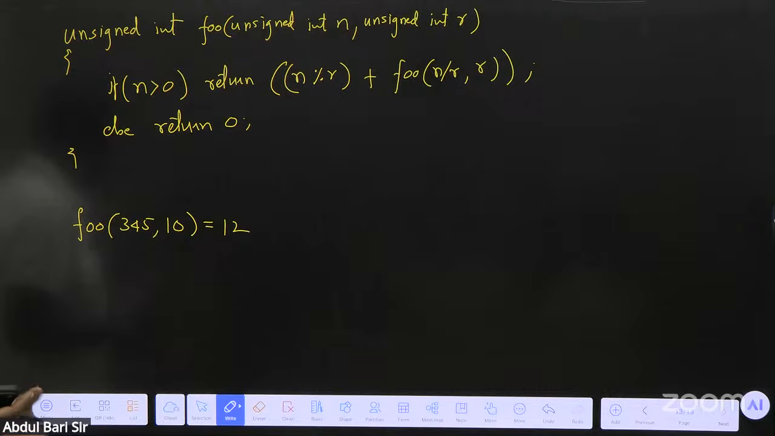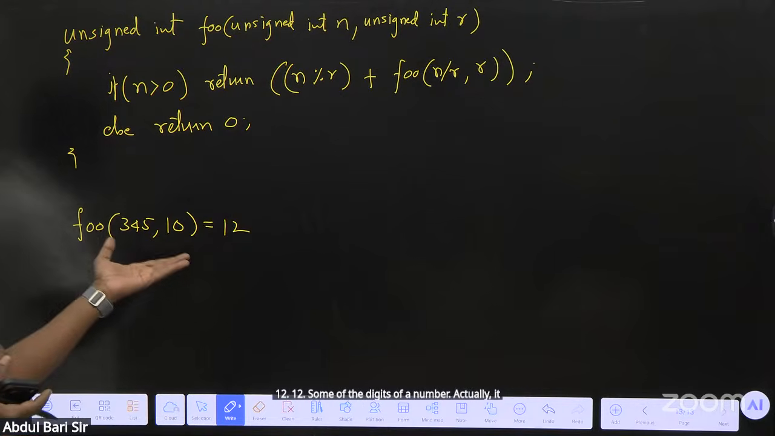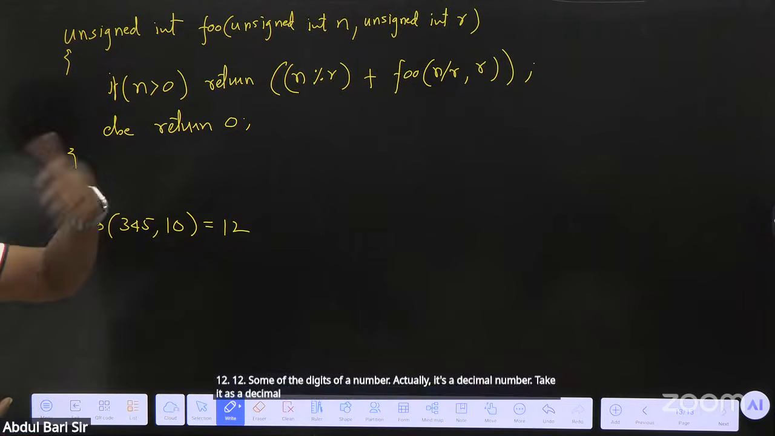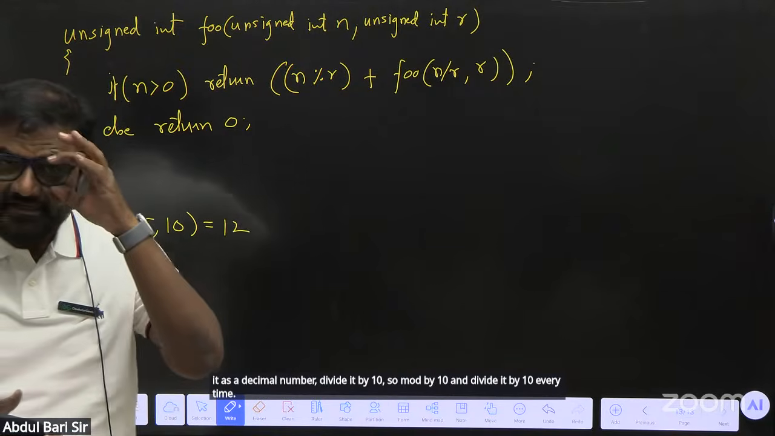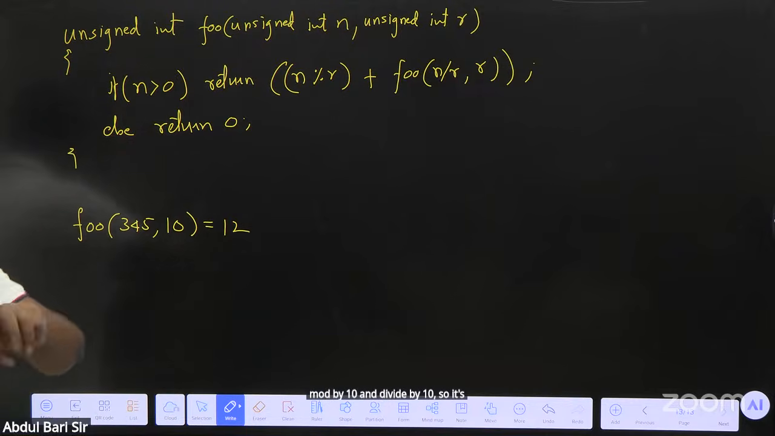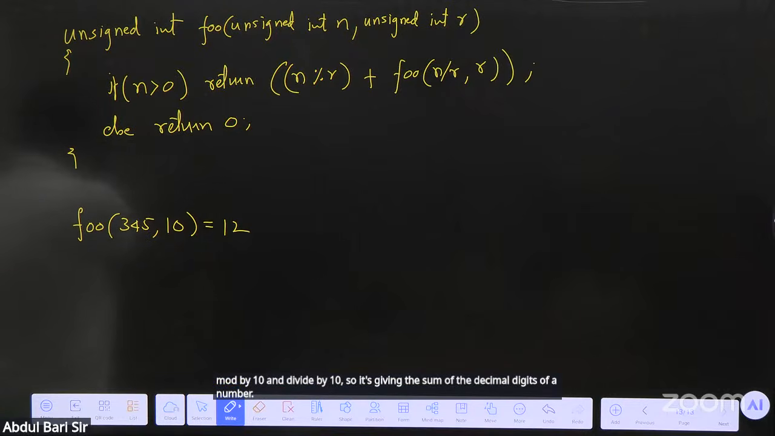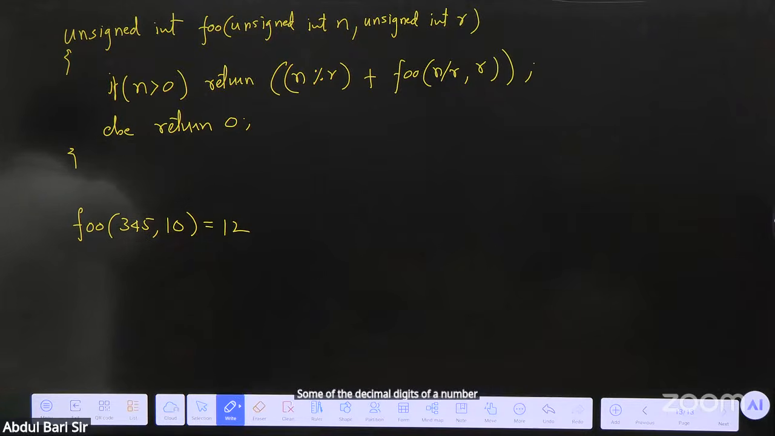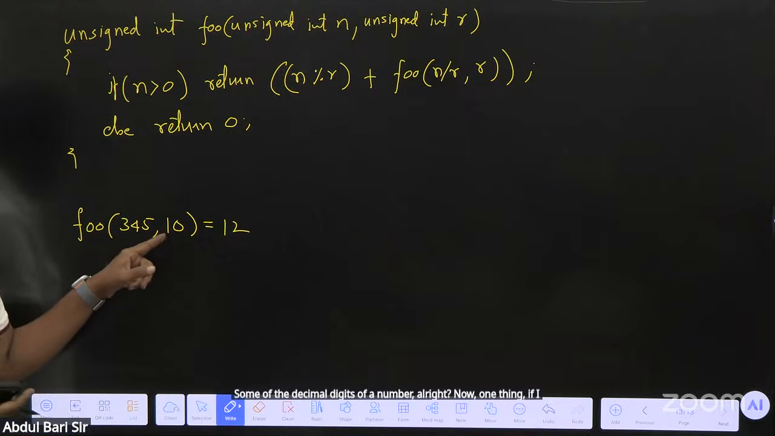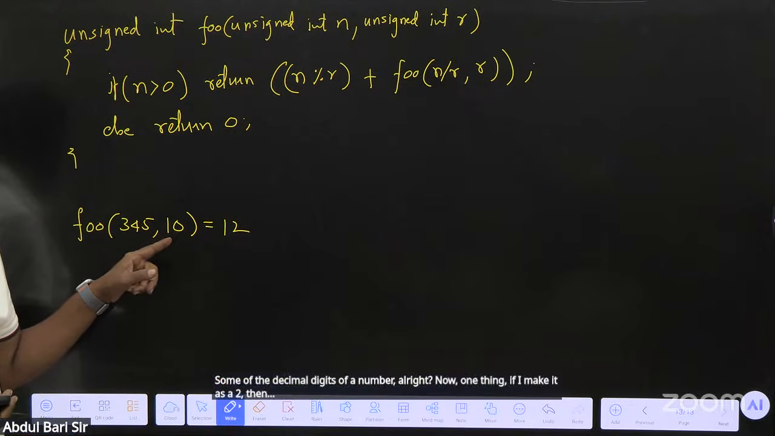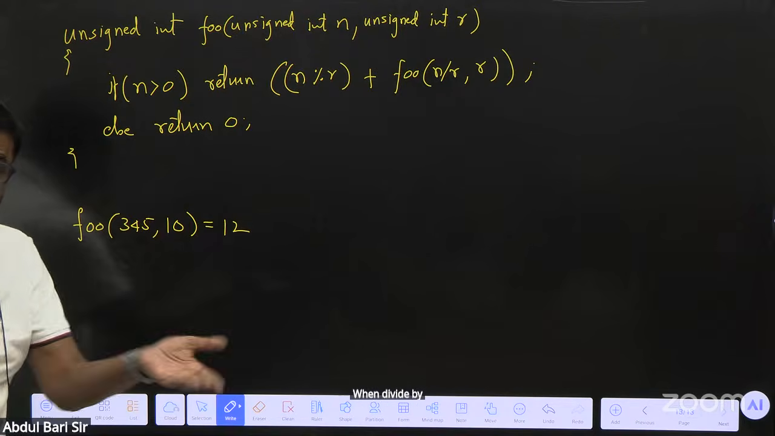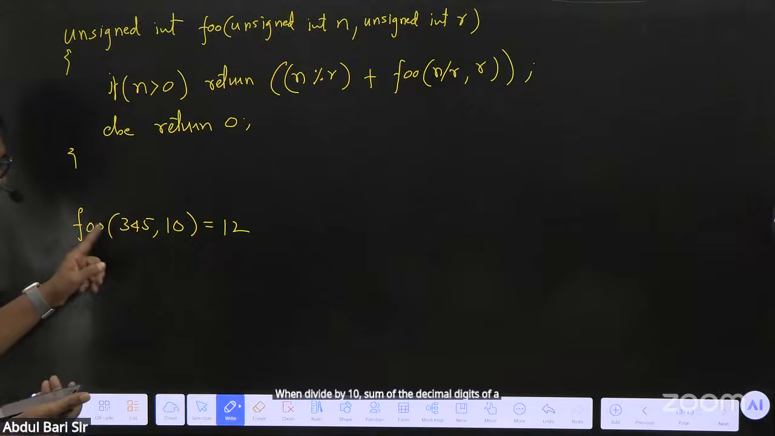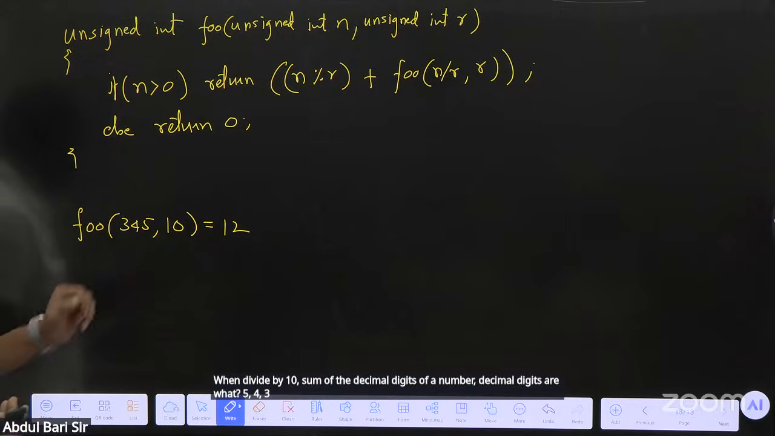Sum of the digits of a number. Actually, it's a decimal number. Take it as a decimal number. Mod by 10 and divided by 10 every time. So it's giving the sum of the decimal digits of a number. All right. Now, one thing. If I make it as a 2, then when divided by 10, sum of the decimal digits of a number. Decimal digits are what? 543. That's what you got. Right?